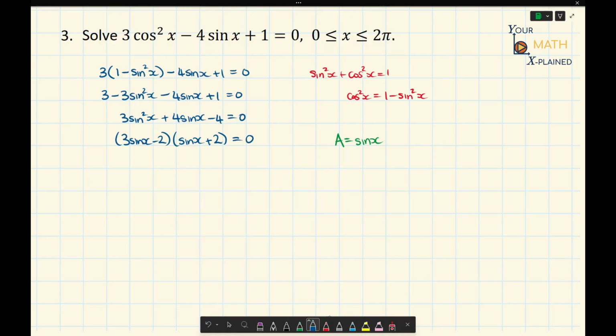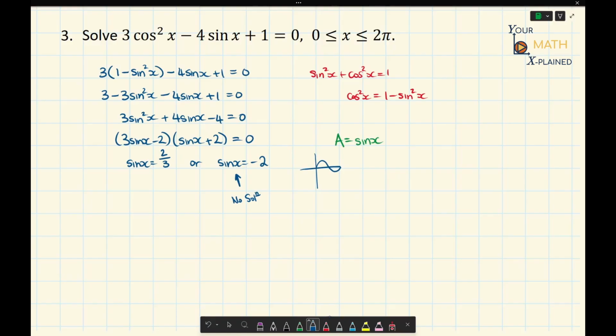Again, setting each factor to 0 is going to give us sine x is equal to 2 over 3, or sine x is equal to -2. But we know that our sine curve looks something like this. And it's always going to be oscillating between -1 and +1. So that means sine x equals -2 is going to have no solution.